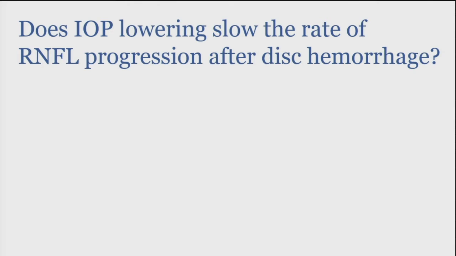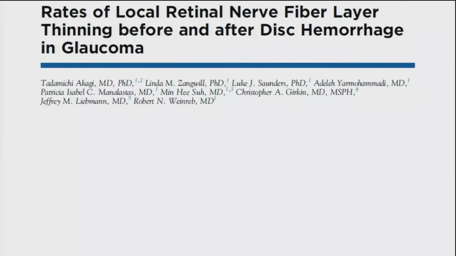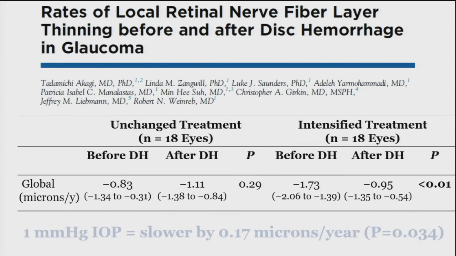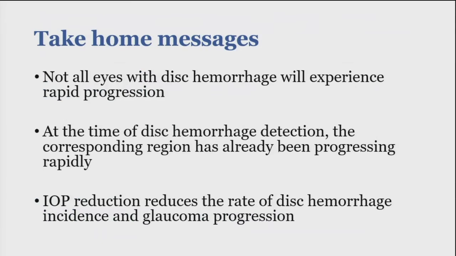And does the IOP lowering slow the rate of RNFL progression after disc hemorrhage? So I just showed visual fields. The same was also shown when looking at OCT. Notice that in the unchanged treatment arm or eyes, there was actually an increase in the speed of rate of progression, but once you significantly lower the pressure, the rate of progression reduced significantly. And again, for each millimeter of mercury, there's a lower rate by 0.1 micron per year.